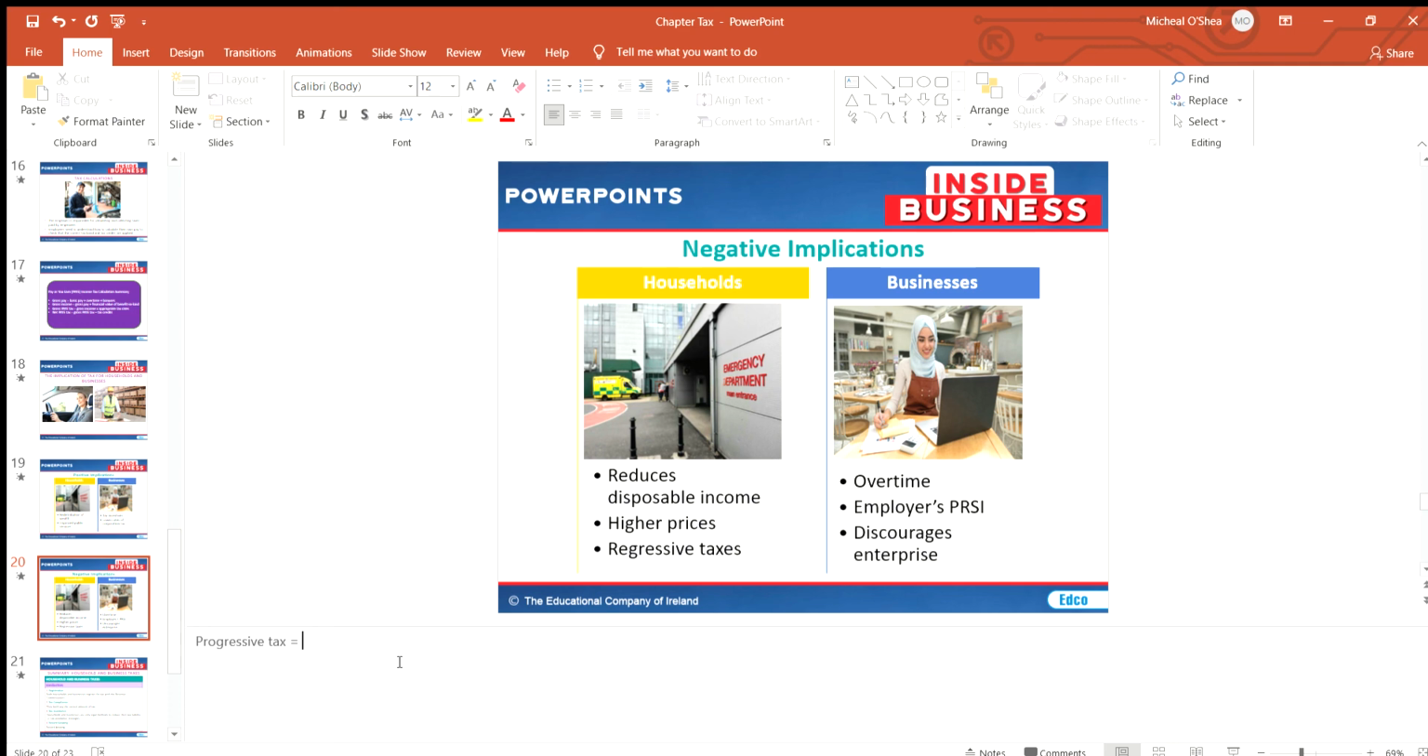Negative implications for a business. Over time, employers' PRSI, basically money the business would have to pay, and it discourages enterprise. Maybe it might discourage people from starting a business or from renting a property or anything like that if they figure they have to pay a lot of tax.